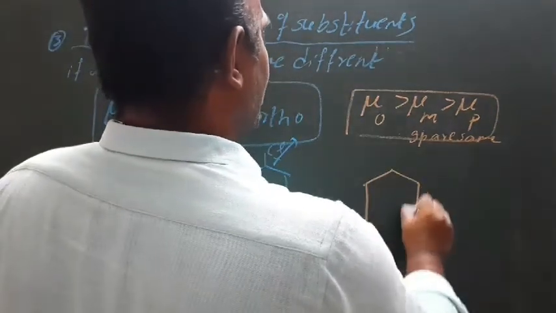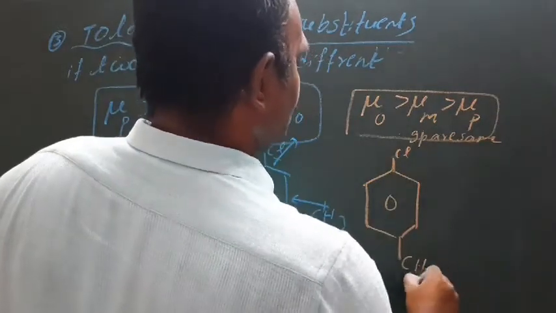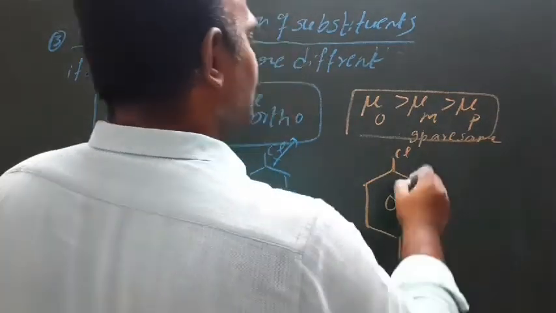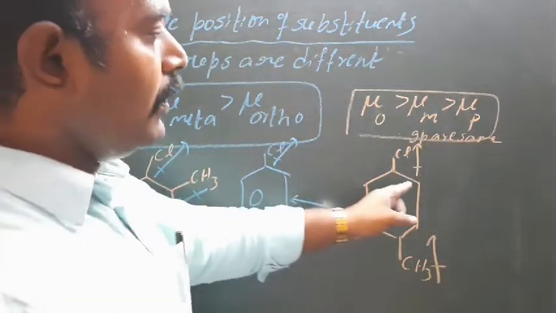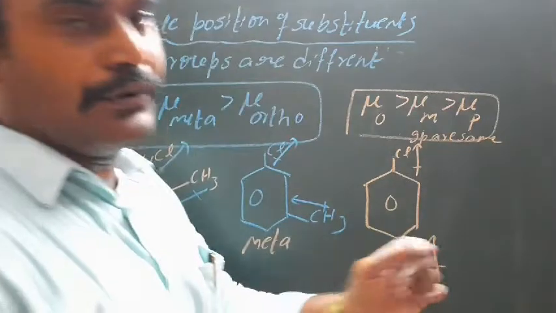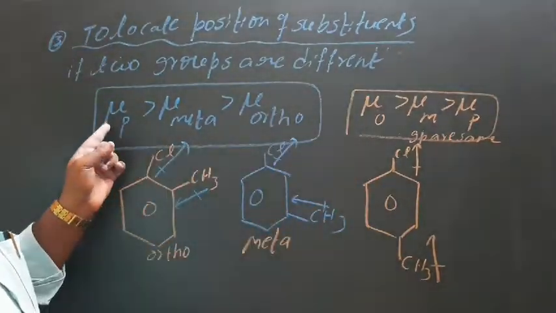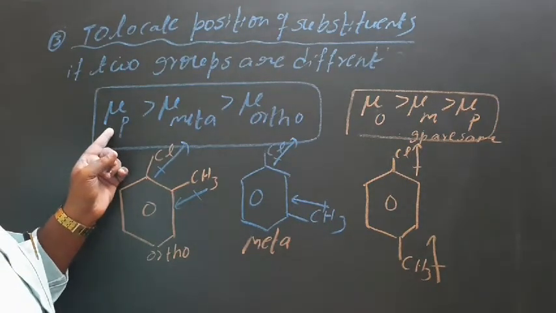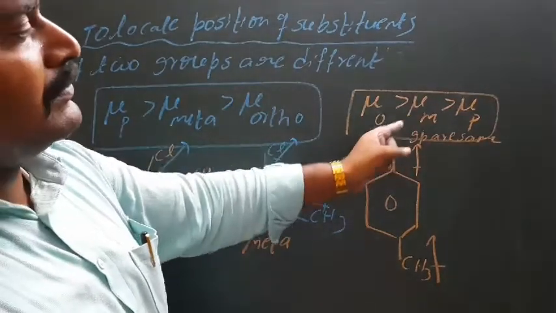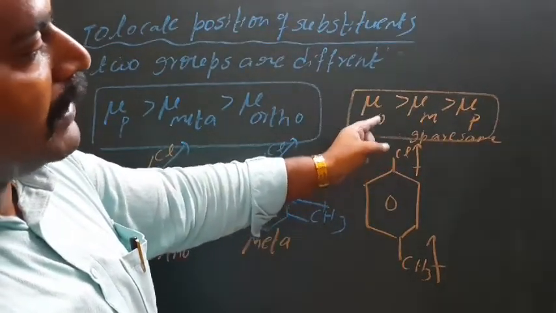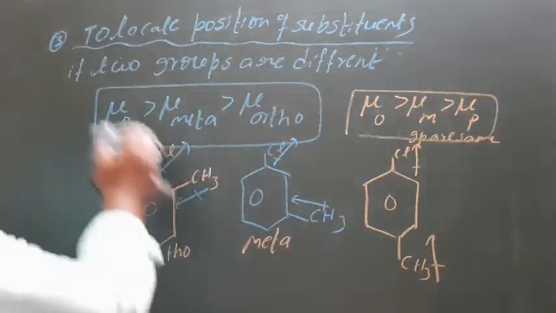Now here we are taking the para position. Now see here, towards the benzene ring and towards the chlorine, same direction here. So here the bond moments cancel, that means dipole moment will be zero. Okay. So if the groups are different, dipole moment in case of the para position is greater than meta, then after ortho. If the groups are same, the ortho isomer has more dipole moment than the meta, then after para.